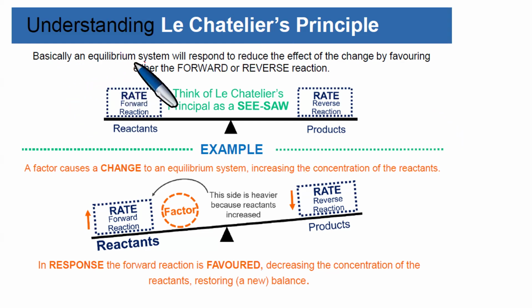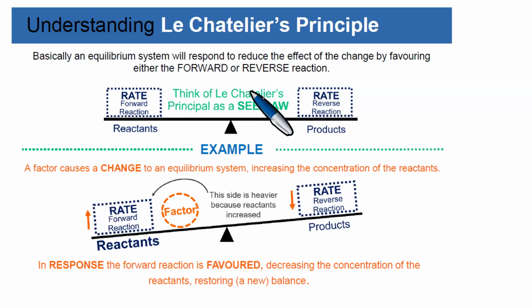Basically, an equilibrium system will respond to reduce the effect of the change by favoring either the forward or reverse reaction. Let us look at this sentence again. An equilibrium system will respond to reduce the effect of the change. In other words, if there is a change, the equilibrium will respond to reduce the effect of the change by favoring either the forward or reverse reaction.